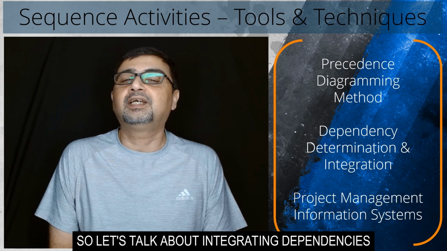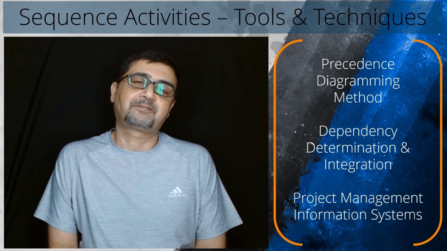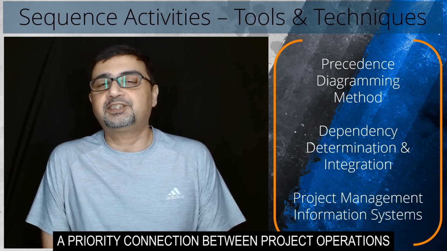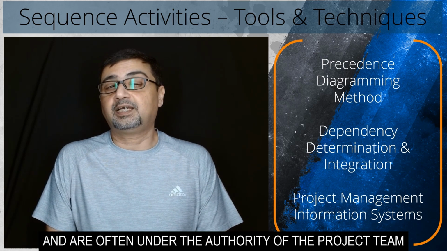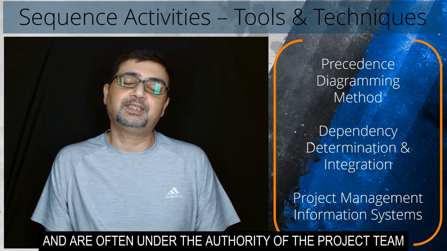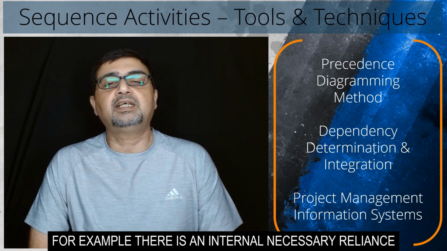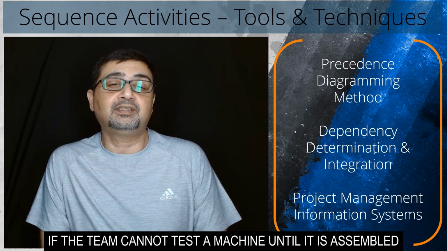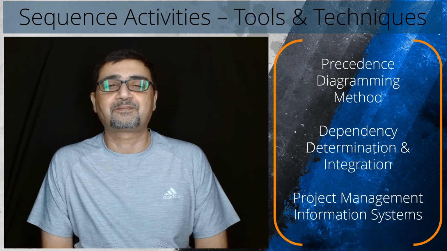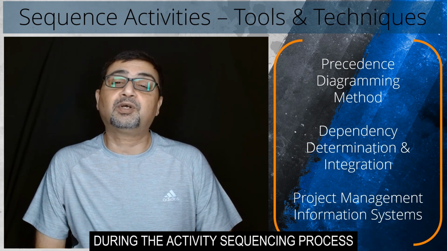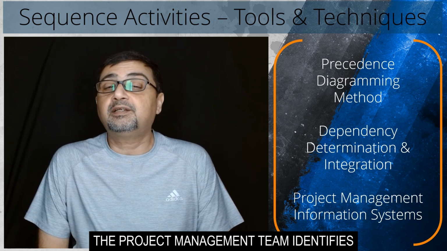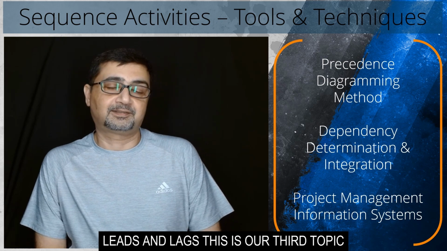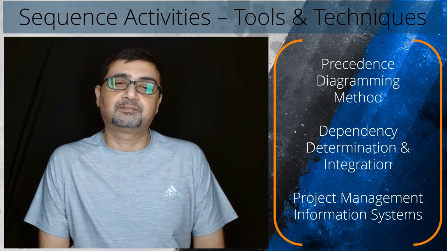So let's talk about integrating dependencies. Internal dependencies feature a priority connection between project operations and are often under the authority of the project team. For example, there is an internal necessary reliance if the team cannot test a machine until it is assembled. During the activity sequencing process, the project management team identifies which dependencies are internal. Leads and lags. This is our third topic.